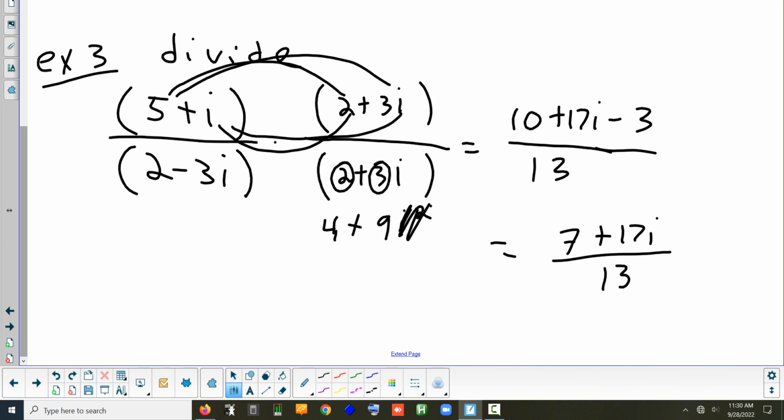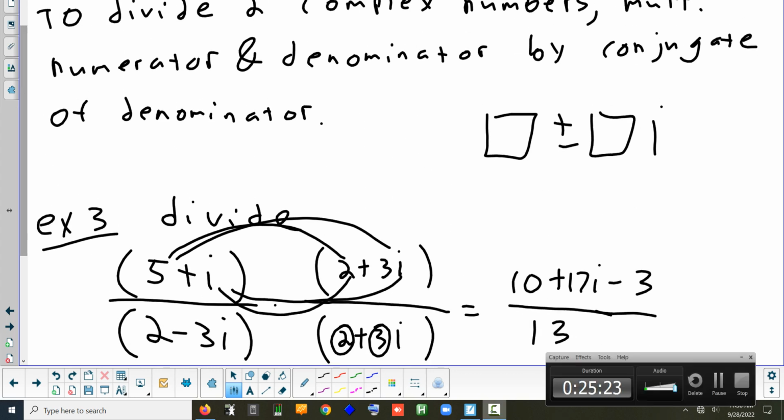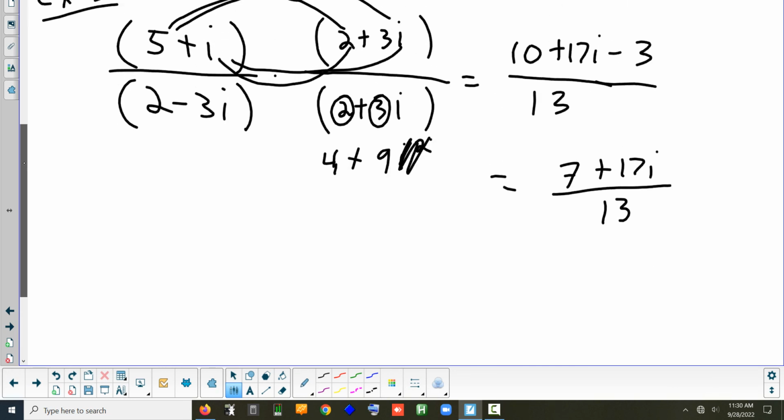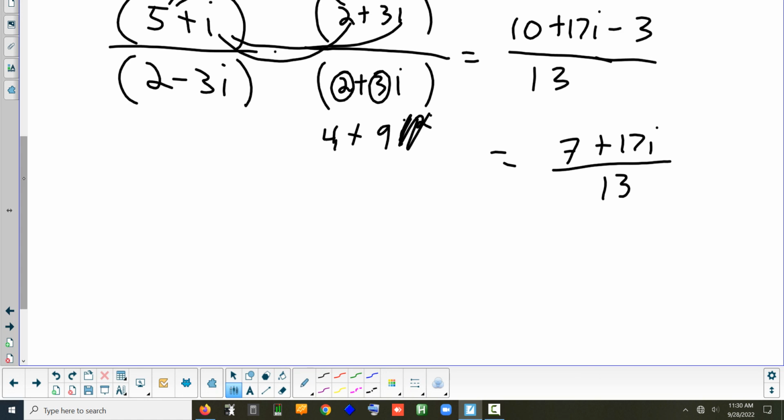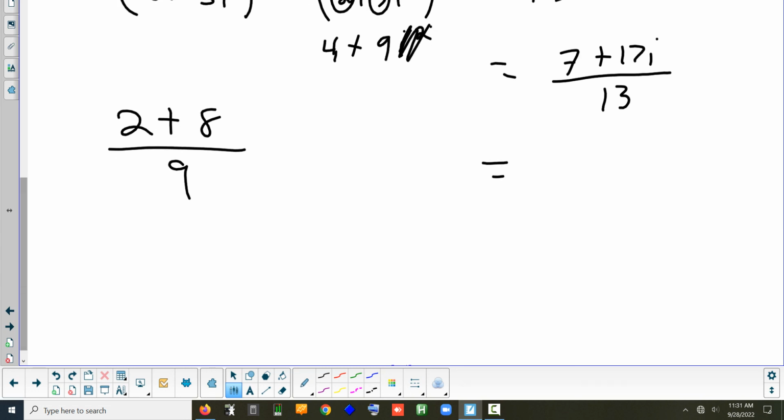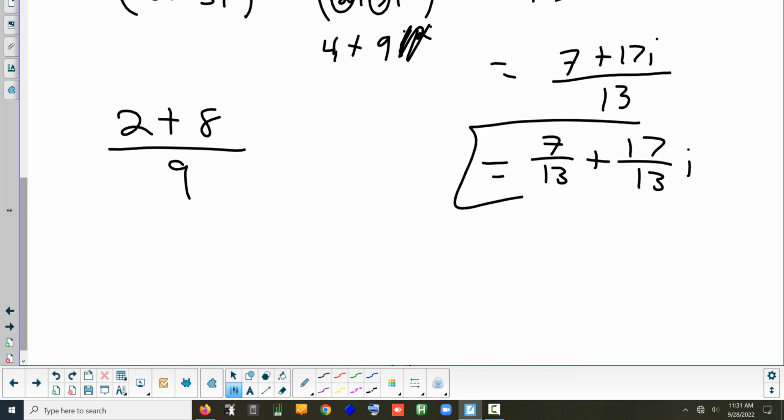But that's not set up like that. So how do we fix that fraction so that it has the real part in one box and the imaginary part in the other? What would my real part be here? How would you write this if I said to write that as two separate fractions? Think about if you had it before you found a common denominator and put it all together, separate it back out: 2 9ths plus 8 9ths. So what about here? 7 13ths plus 17 13ths. Perfect. That's how you write your answer.